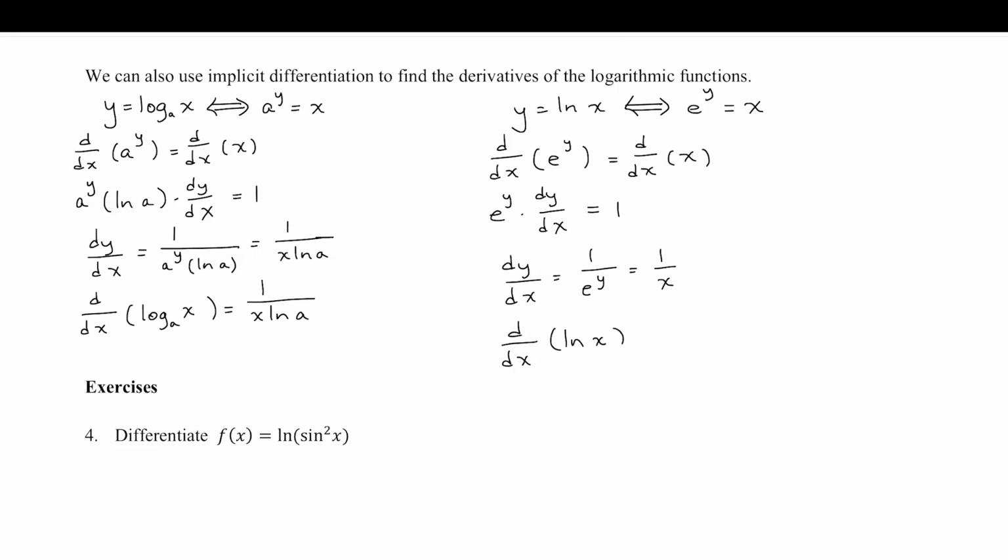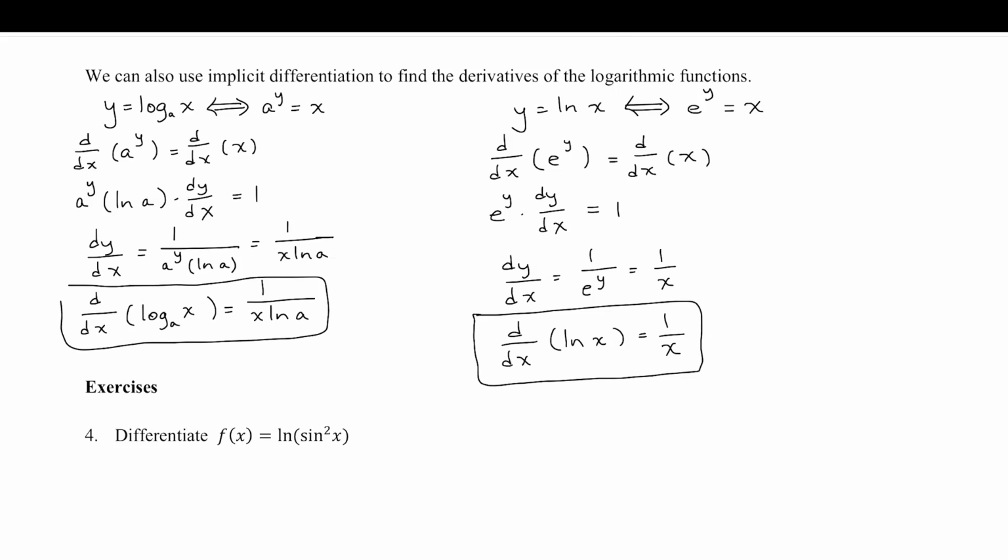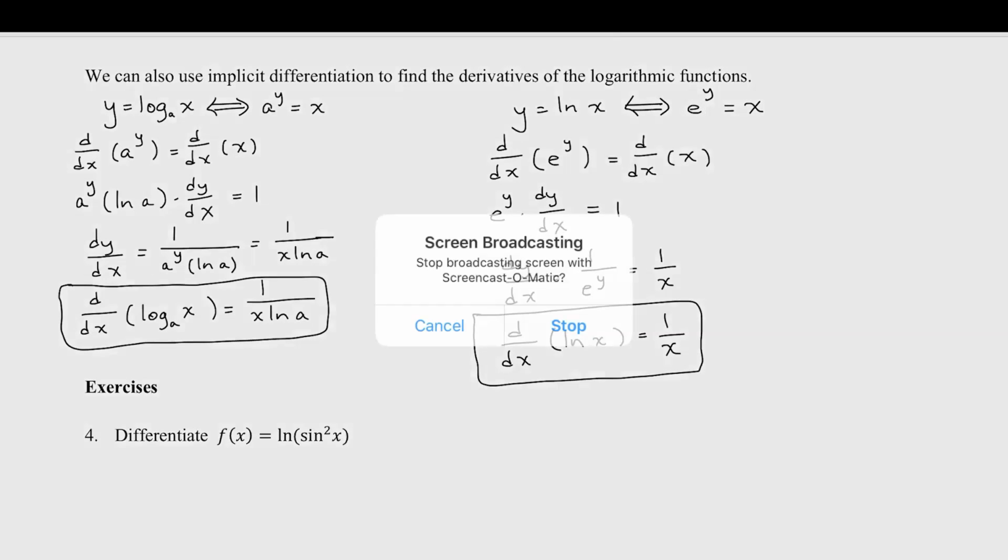So that means that specifically when the base on the logarithm is e, if I take the derivative of ln of x with respect to x, that is in fact 1 over x. So these rules are found in section 3.7, and we were able to use implicit differentiation to figure them out.